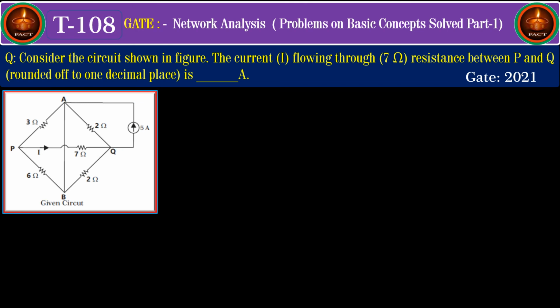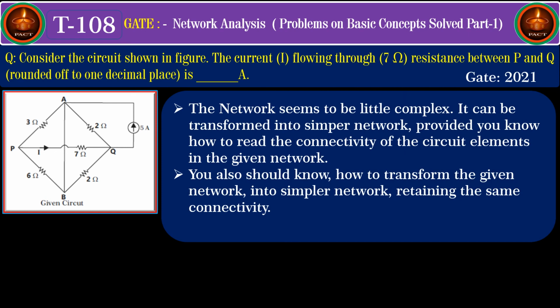Friends, next we shall solve the question from GATE 2021. In this question, we are required to find the current I flowing through the 7 ohm resistance connected between the nodes P and Q in the circuit shown in the figure. You may feel that the network seems a little complex, but it can be transformed into a simpler network provided you know how to read the connectivity of the circuit elements. Further, you should also know how to transform the given network into a simpler network retaining the same connectivity.